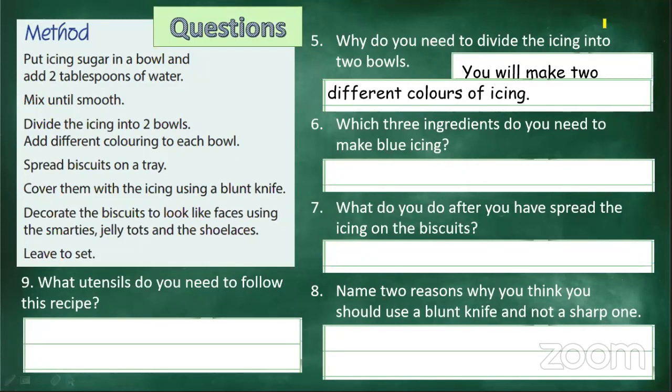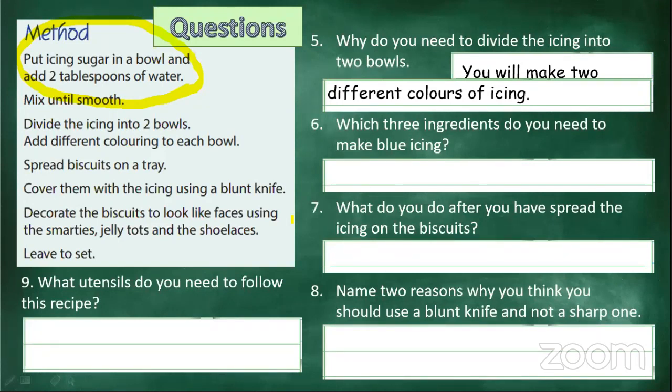Number 6, which 3 ingredients do you need to make blue icing? So let's look at the method over here. There's a little bit of the answer, but then we still need a 3rd ingredient. Who can make a sentence of what we need? There we go. Remember your complete sentences. You can't just name them. Which 3 ingredients do you need to make blue icing?